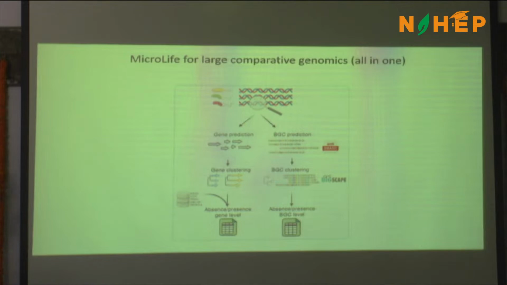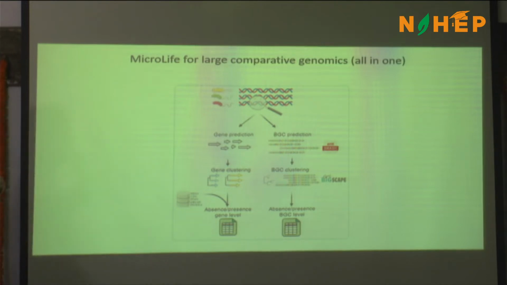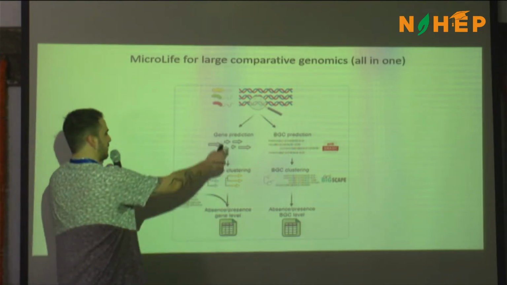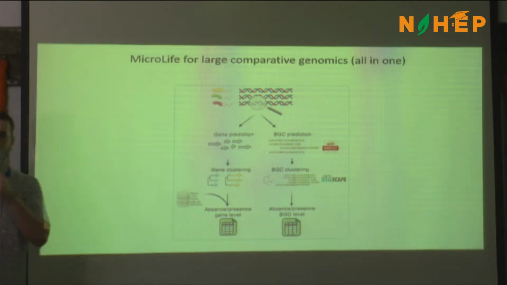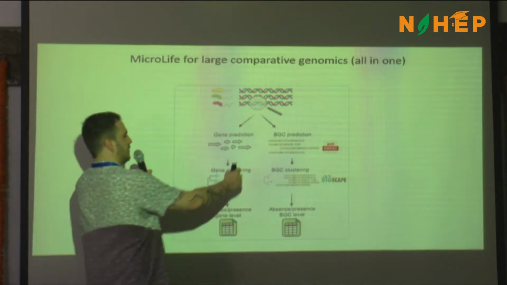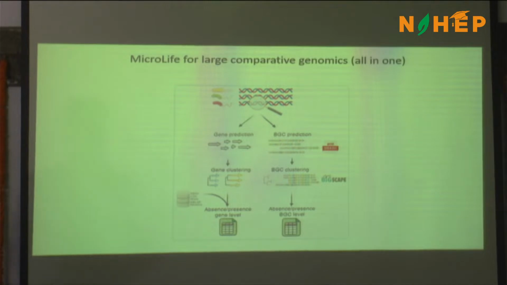Now, I just want to tell you a bit about one of my PhD chapters, called Microlife, and basically it does what we have been doing here. We have our genomes, and then we follow one path at the gene level, so we generate our table with 1 and 0 of gene families in each bacteria. In parallel, it does the same workflow, but with biosynthetic gene clusters, or BGCs, right?